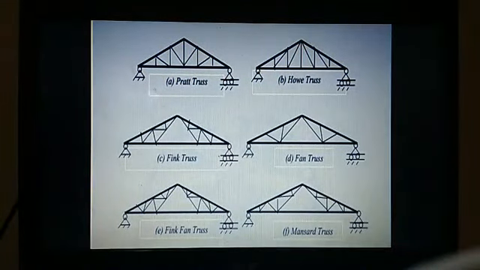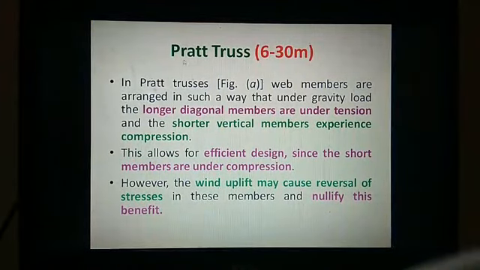So now let me show you the trusses based on their span classification: when you can make use of the Pratt truss, the howe, fink or French trusses. Let me show you with their span. The first, the Pratt truss, is majorly preferable when your span is between 6 to 30 meters. It can accommodate without any column in between, up to 30 meters of span.